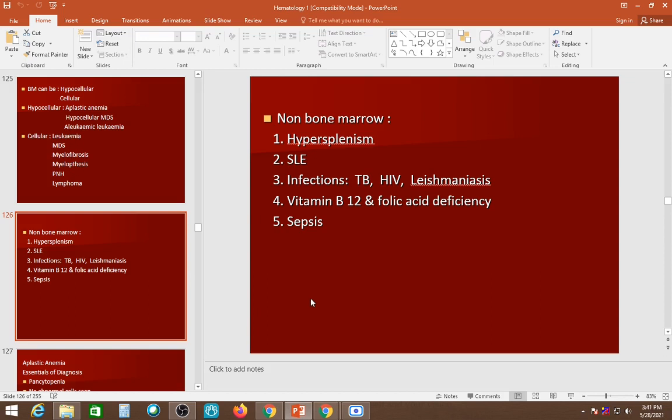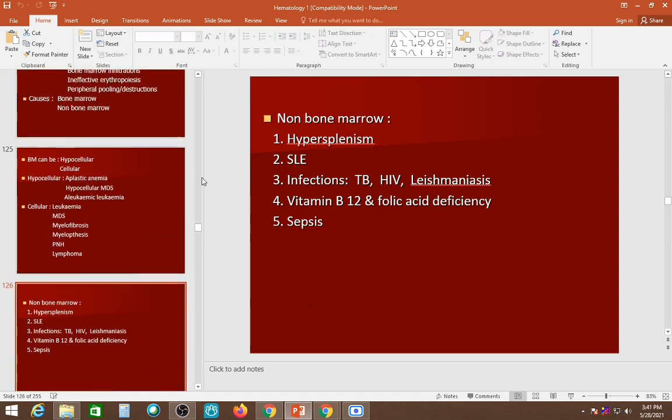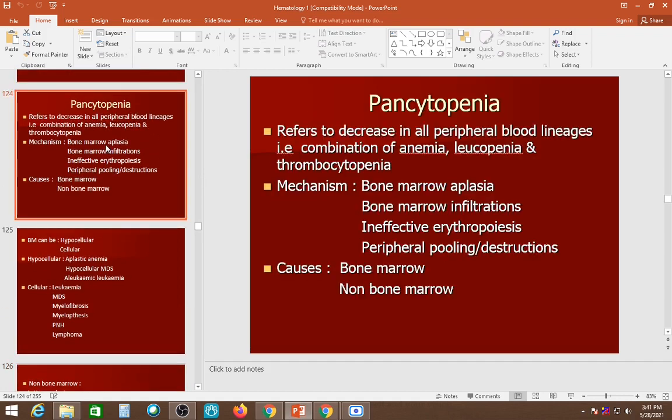So let me repeat again about pancytopenia. See, pancytopenia is a long question. It's important. So what is pancytopenia? It refers to a decrease in all the peripheral blood lineages. There is a combination of anemia, leukopenia and thrombocytopenia. What is the mechanism? It can be because of bone marrow aplasia or infiltration, then ineffective erythropoiesis, and the third one is peripheral pooling or destruction. So what are the causes? It can be divided into bone marrow cause and non-bone marrow cause.